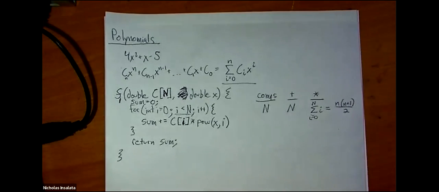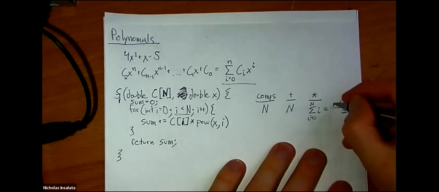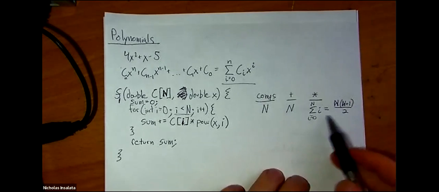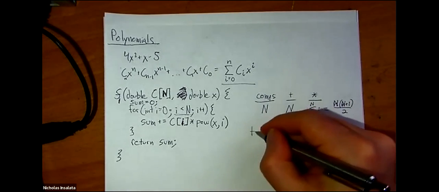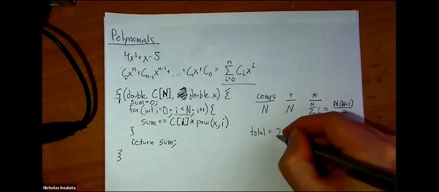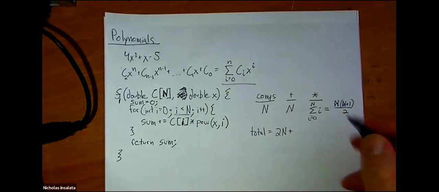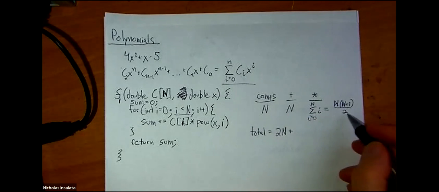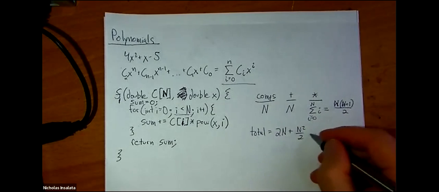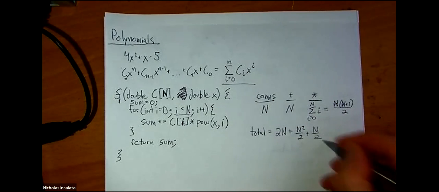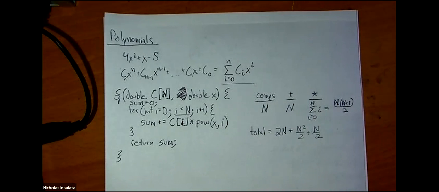And so our total here, I guess I should have used a capital N, sorry. There we go. So our total here is going to be 2n plus n squared over 2 plus n over 2. Oh, and we are going to have to account for the retrieval from the array as well. Yeah, the array access. Thank you. I'd forgotten about that. Excellent point, Sean.